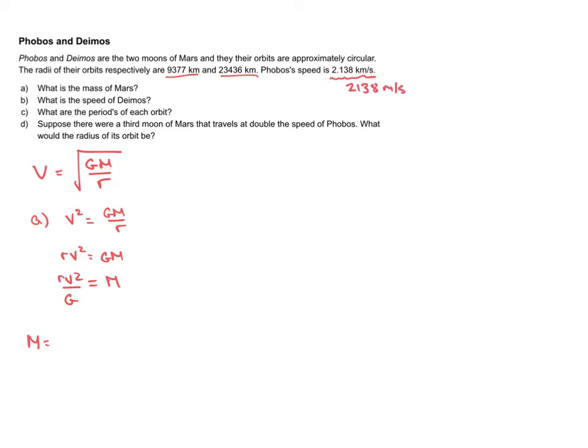So for kilometers to meters, I multiply by 1,000. So the radius will be 9377 with 3 more zeros. And then the speed squared over the g value, which is a universal constant. Okay, so I will calculate that out.